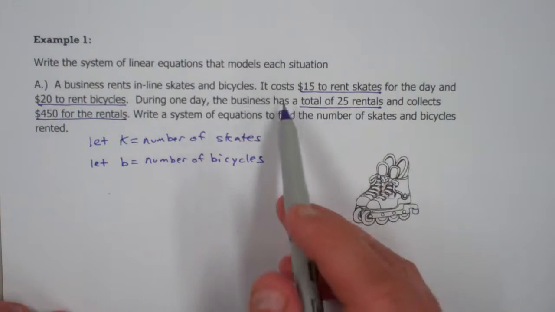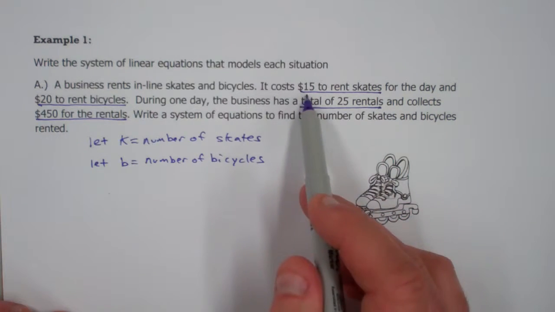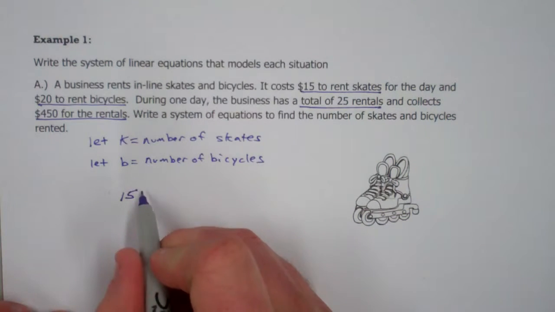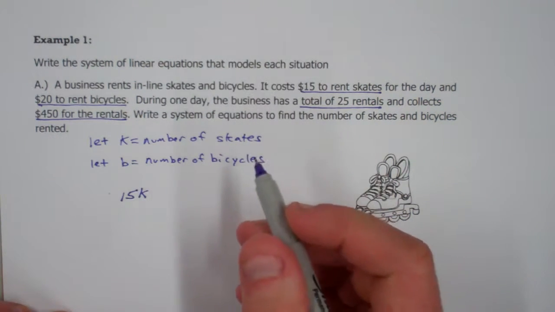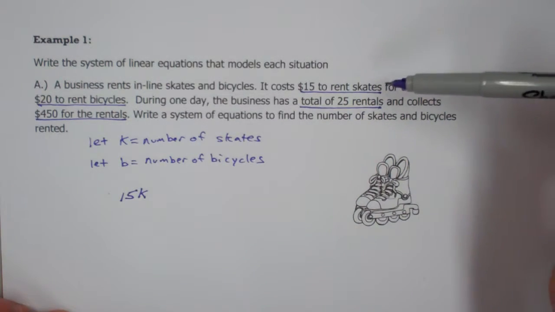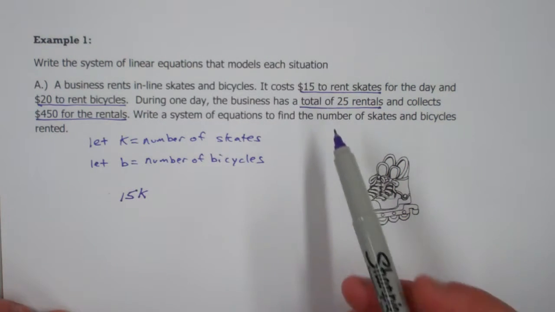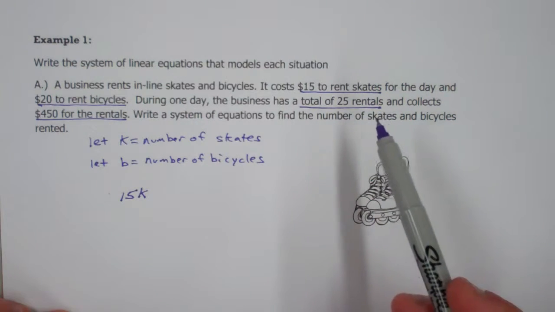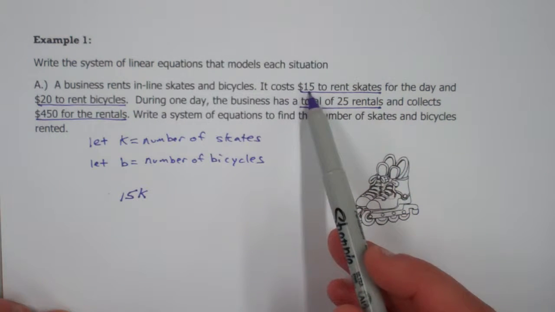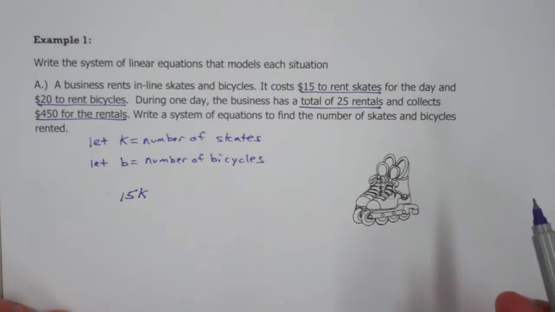If we write a money equation, we know that $15 to rent skates is per each pair, so that's going to be a rate. We're going to take 15 and then multiply that by k, which is the number of skates. That works because of this simple fact. If you had one skate rented, then 15 times 1 would be 15, and so you'd have the total amount for the skates. And if k was anything else, maybe 3, then you'd be adding 15 3 times, or 15 times 3. So we always multiply that variable by the rate.